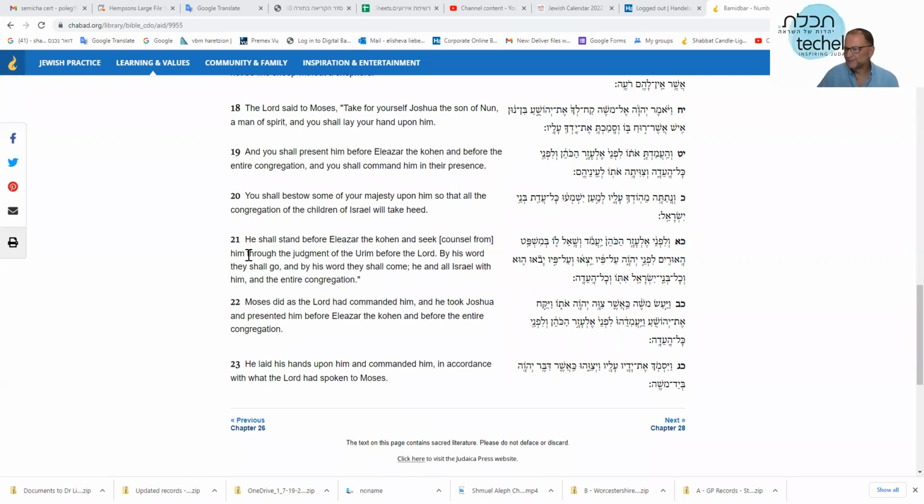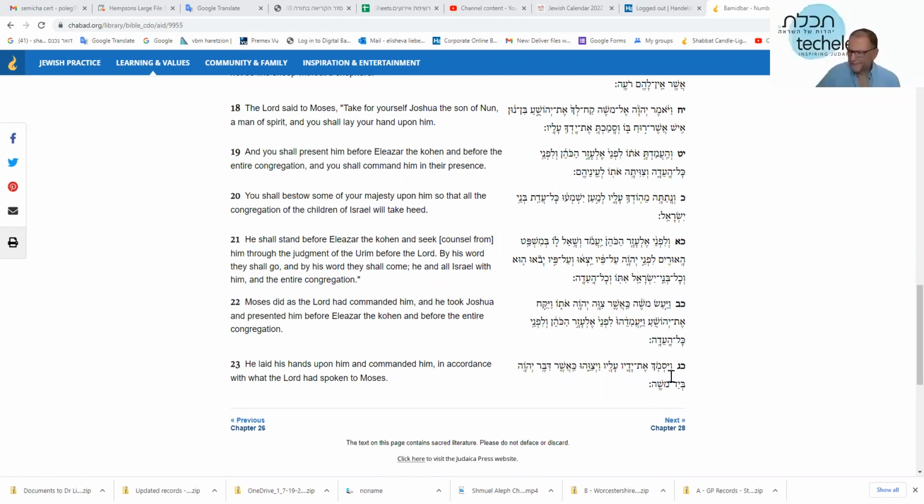Verse 21. Before Elazar the Kohen shall he stand, who shall inquire for him of the judgment of the Urim before Hashem. At his word shall they go out, and at his word shall they come in, he and all the children of Israel with him, and the entire assembly. Moses did as Hashem commanded him. He took Joshua and stood him before Elazar the Kohen and before the entire assembly. He leaned his hands upon him and commanded him as Hashem had spoken through Moses. Okay, and there it is.